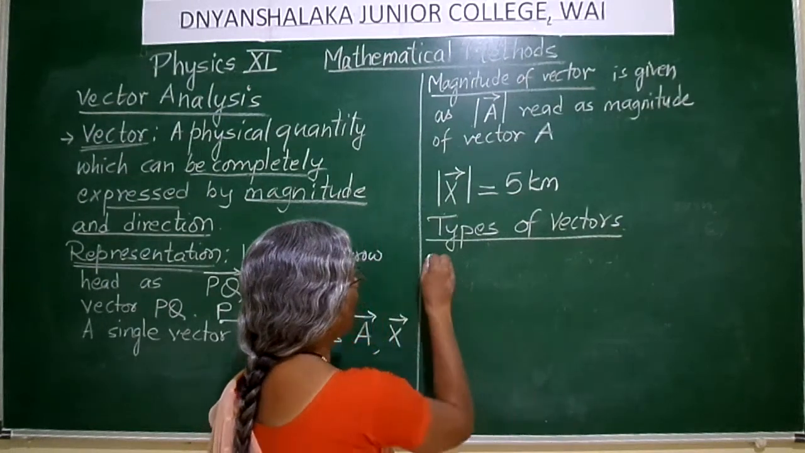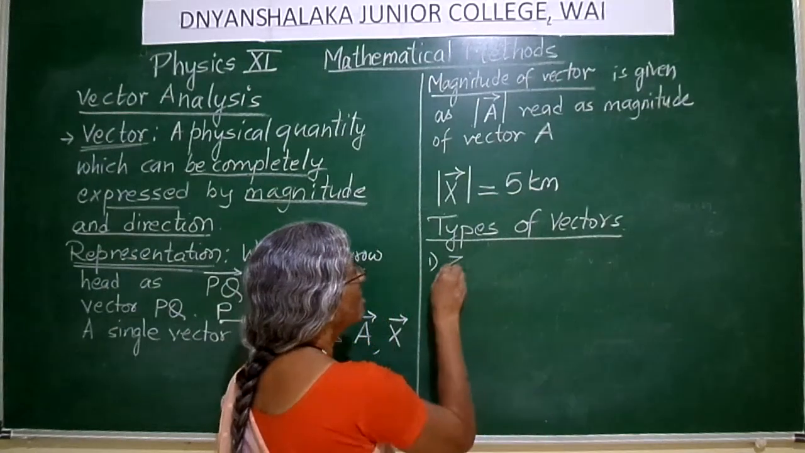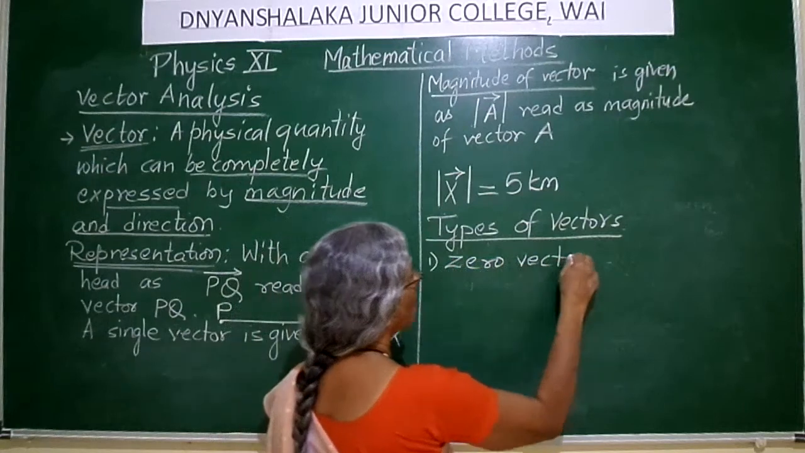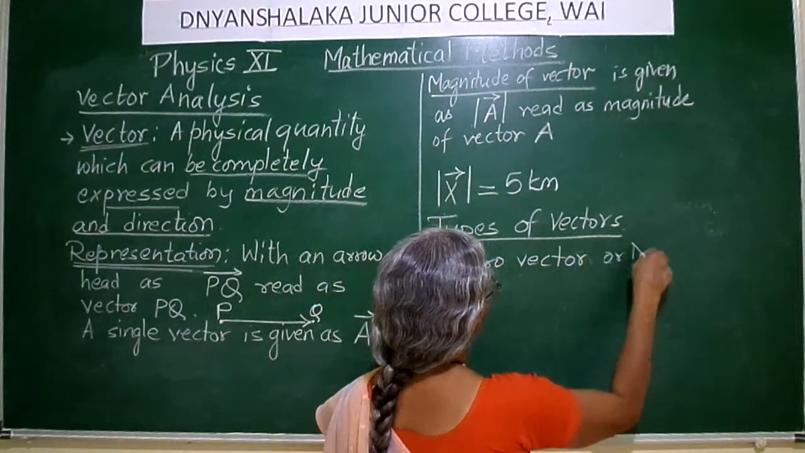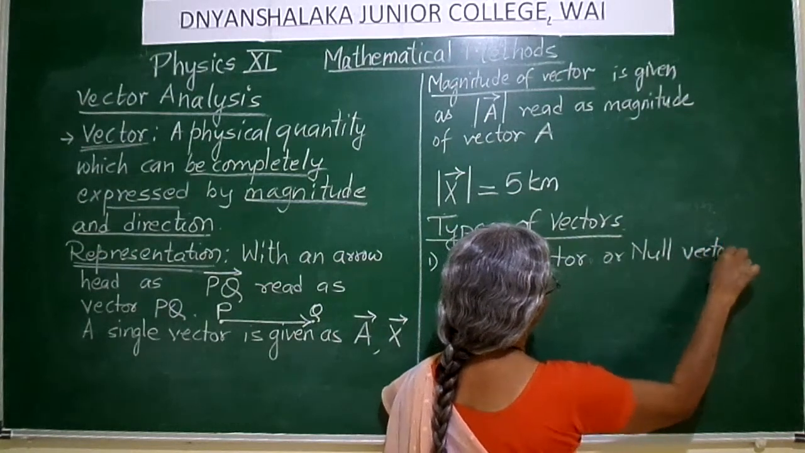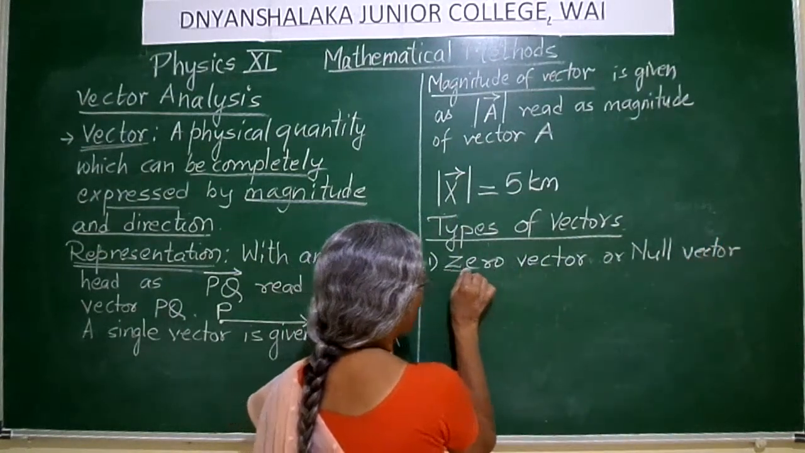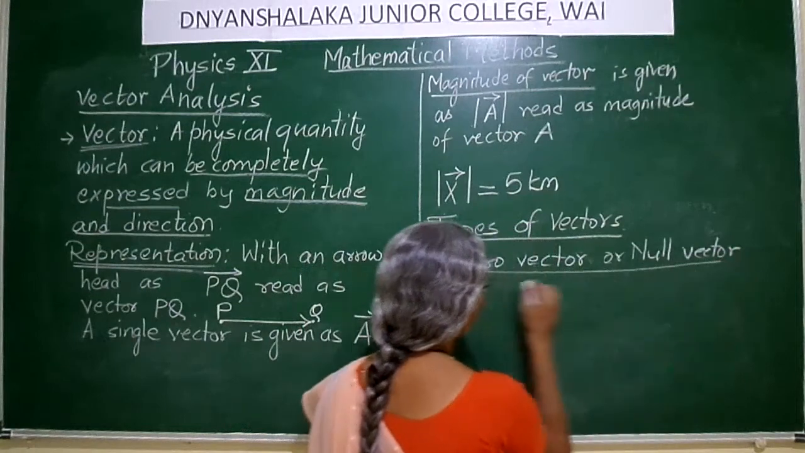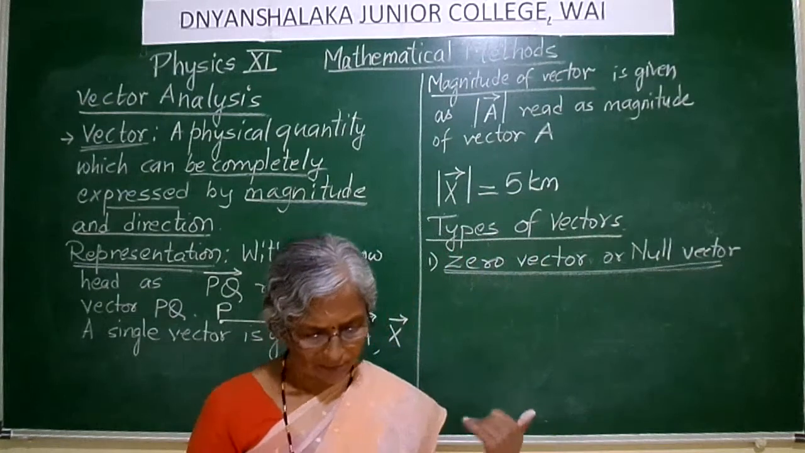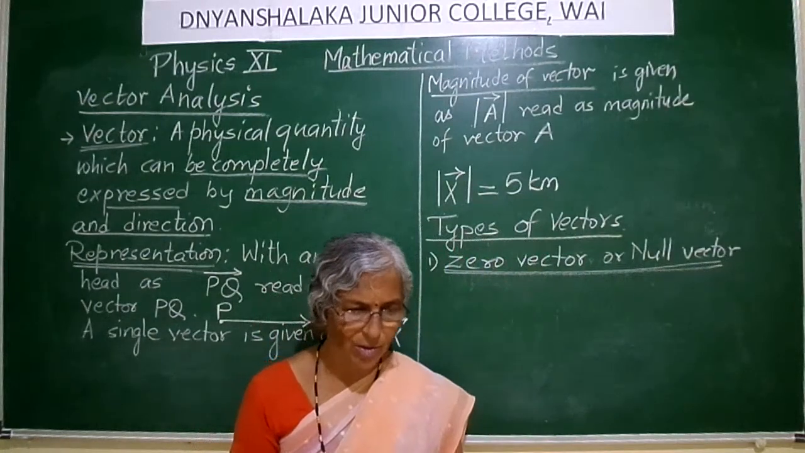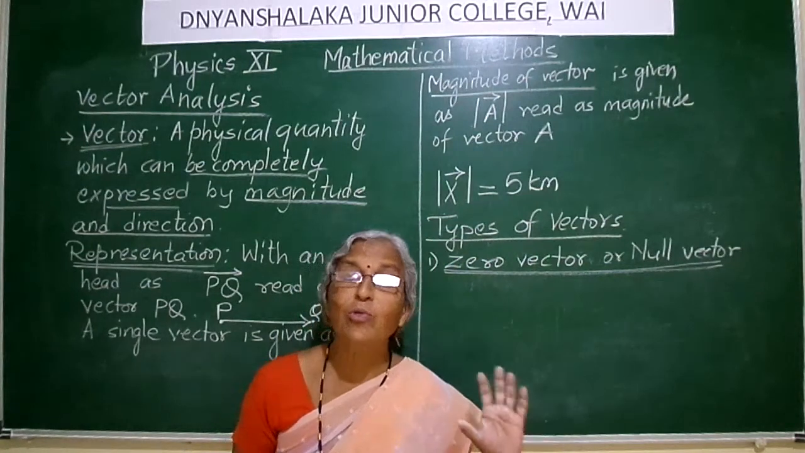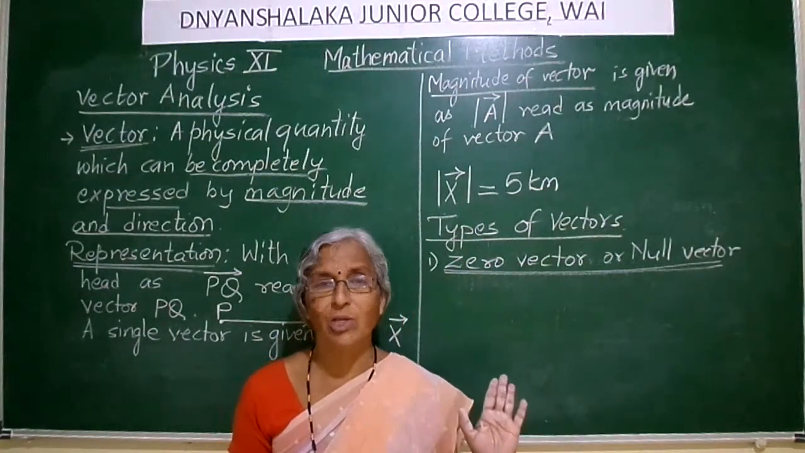The first type of vector is the zero vector. What is it? Zero vector, or it is called the null vector. What is the first type? Zero vector or the null vector. Okay, now let us try and understand what this zero vector or null vector is. Now a zero vector or null vector is a vector whose magnitude is equal to 0.